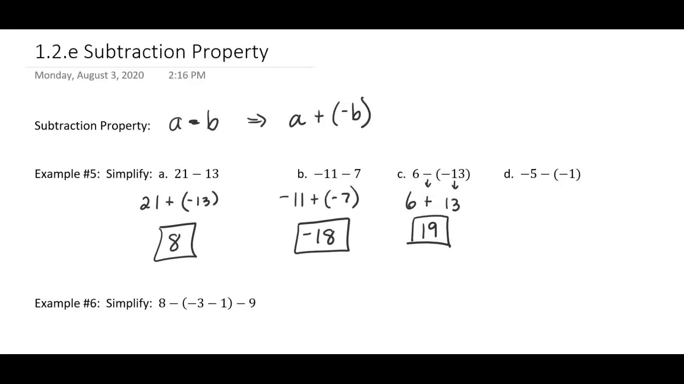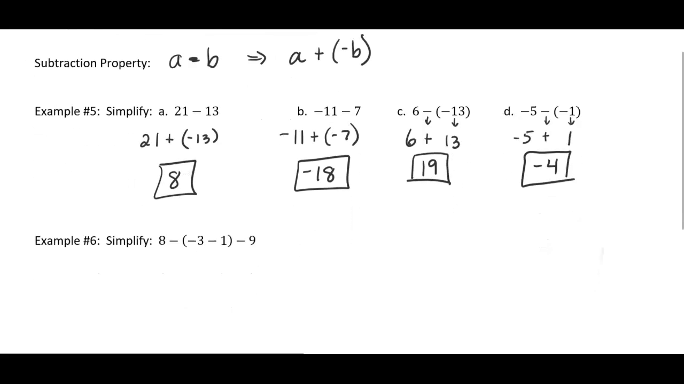And then our last one, we have a negative 5. We're going to change it to addition, and then we change to the opposite. It's always two changes: you change subtraction to addition, and then the second number, we do the opposite of that, which is a positive 1. Now we have to think, what's negative 5 plus 1? If I were $5 in the hole and I added $1, now I'd be $4 in the hole. So in that case, I have more negative than I do positive. Okay, so that's the subtraction property and how it works.